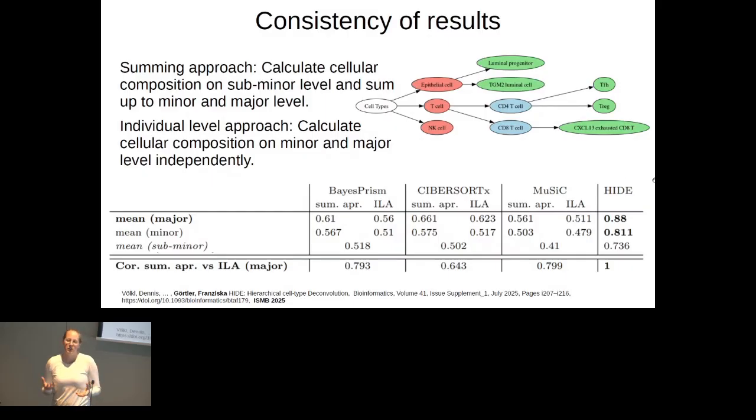And what is also important, what I talked about, how to calculate the contribution of the major cell types or minor cell types, there are 2 ways. And we want now to check how consistent they are. First, you have the summing approach. That would mean I calculate all my cell type contributions on the sub-minor level and sum them up to the major level. And the other is that I can do an individual level approach, so to calculate all the levels independently. But then I do not hold the condition that a T cell is splitting up in all its child cell types, so that it can be a different result.